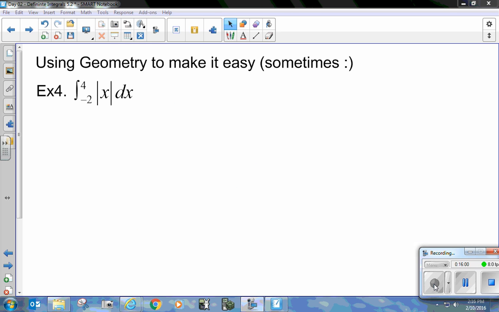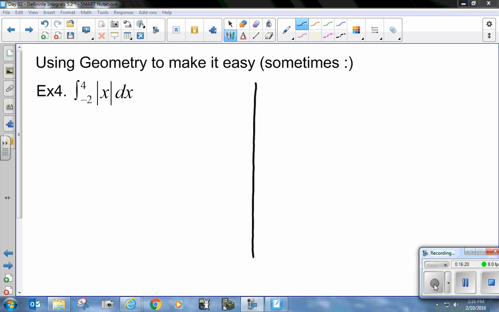Good. Here we go. Using geometry to make it easy, notice it says sometimes. We never really did an integration of the absolute value of x. But what does the graph of the absolute value look like? It's a V. Absolute value is a V. So, if I go 0, 1, 2, 3, here's 4, and I go negative 2, I go 1, 2, 3, 4, here's 4 here. All right?